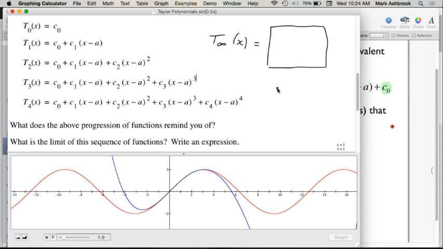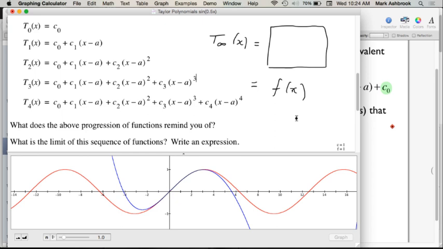Anybody want to give it a shot? Yeah, Andrew. What's that? Yes, right, good. So that's one way to say it. So the limit of that sequence would be the actual function. Good. Now, but I want to write that. Okay, so how can I write that?